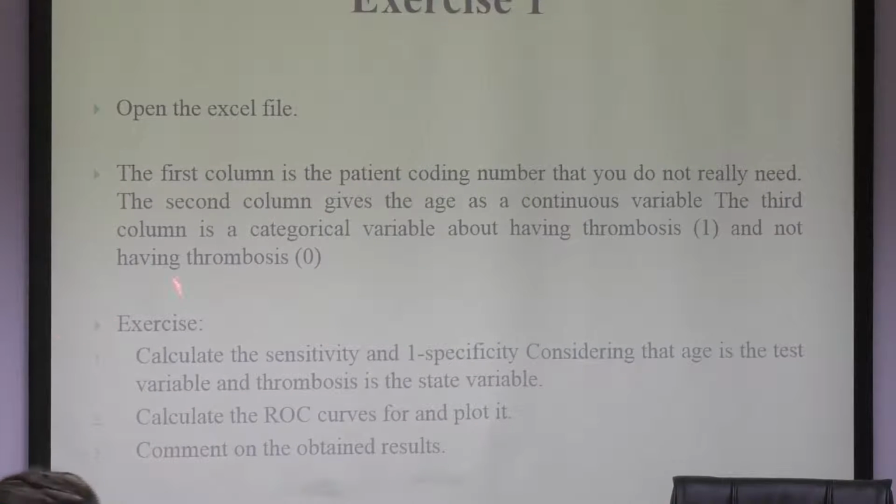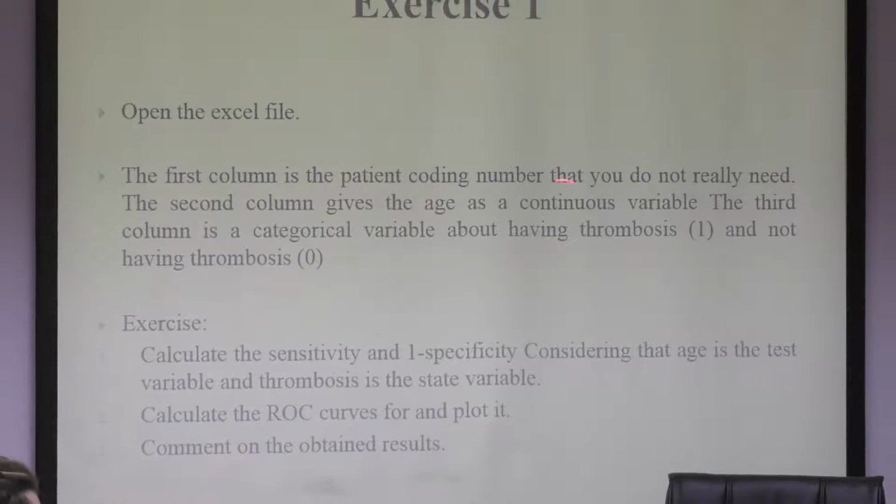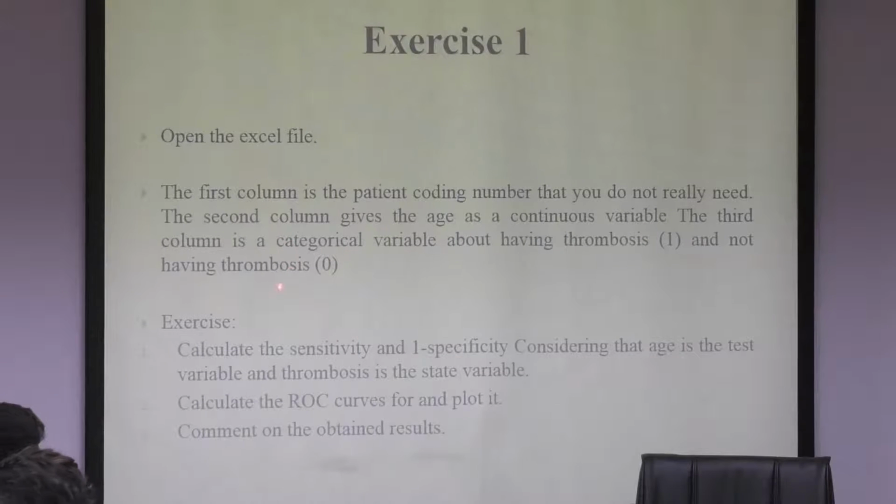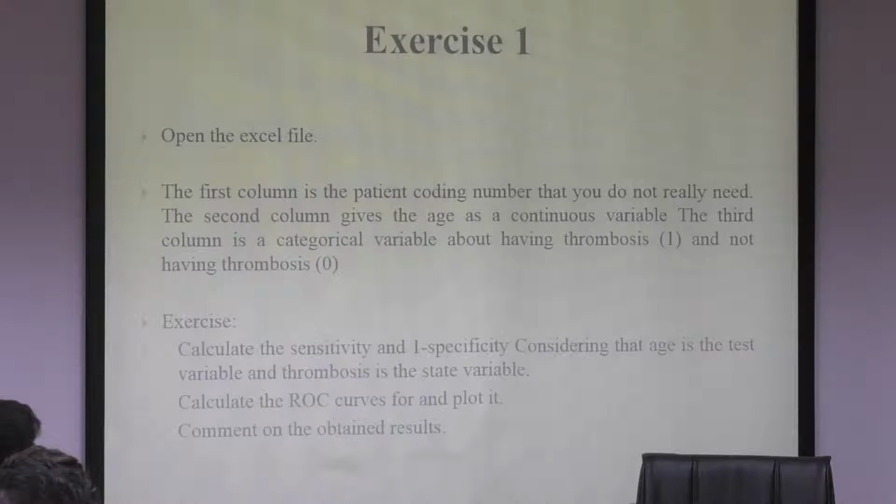Yes, I will. So the first column is the patient coding number that you do not really need. The second column gives the age as a continuous variable. The third column is a categorical variable about having thrombosis, yes or no. Exercise: calculate the sensitivity and 1 minus specificity. You know how to do it from SPSS? I'll do it in front of you.